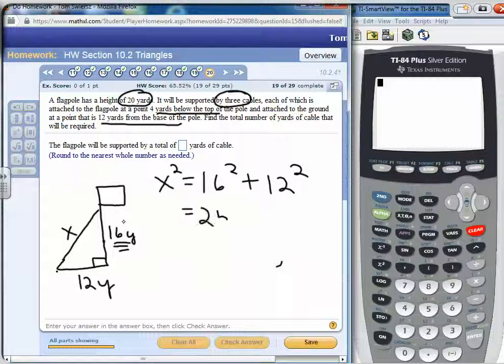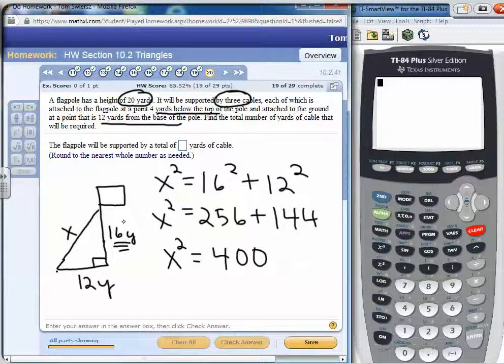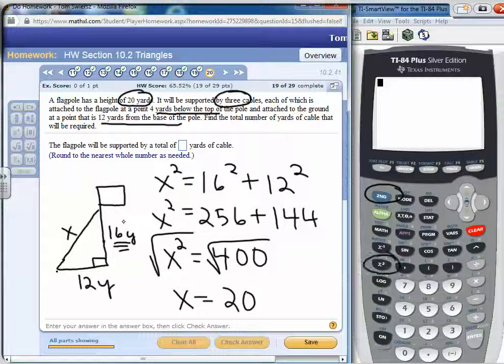16 squared I know is 256. 12 times 12 is 144. So when we add these two together, 256 and 144 gives us exactly 400. Okay, and then I'm going to take the square root of both sides, and the square root of 400 is actually 20. Again, you can use your calculator, but 20 times 20 is 400, so I know I just did that in my head. Now notice, each wire is 20.